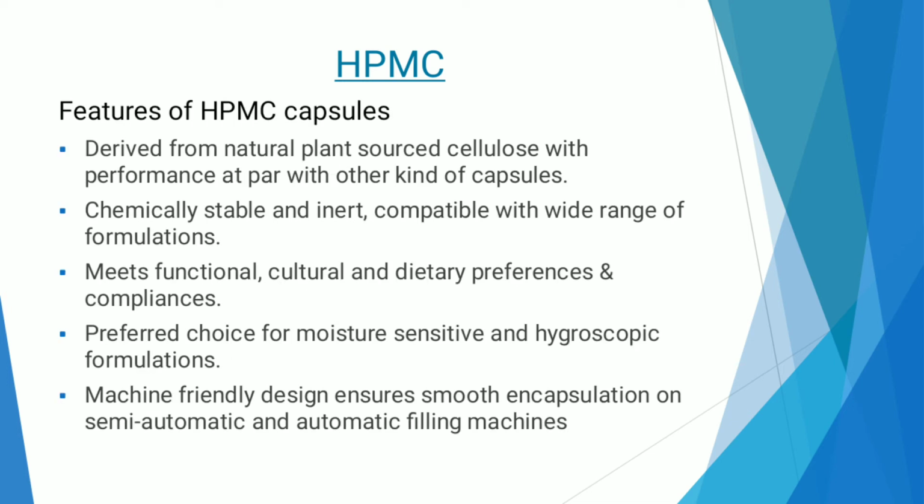So here are the features of HPMC capsules. They are derived from natural plant source cellulose, which performs at par with other kinds of capsules. Then, chemically stable and inert, compatible with a wide range of formulations. Also, HPMC capsules meet functional, cultural and dietary preferences and compliances. Then they are a preferred choice for moisture sensitive and hygroscopic formulations. And HPMC capsules are machine friendly, designed to ensure smooth encapsulation on semi-automatic and automatic filling machines.